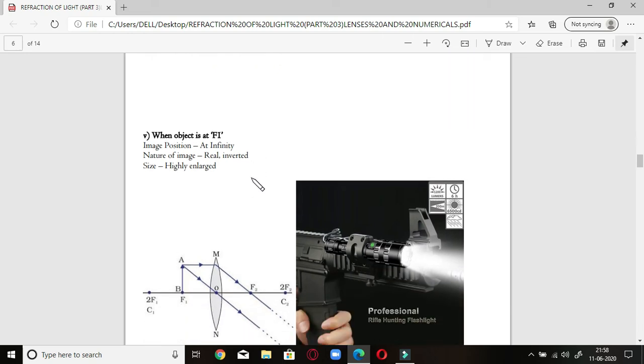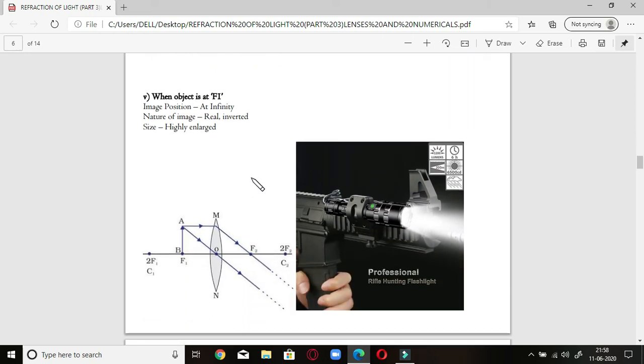Now next position is when the object is placed at f1. Now it has a very significant role, students, that we use such a situation for the professional rifle hunting flashlight.